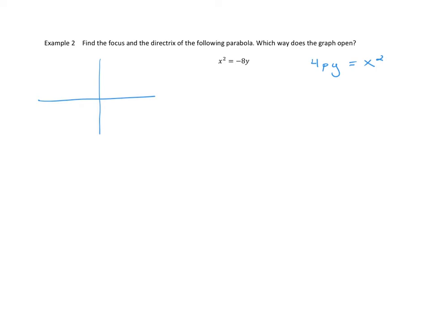Again, what is the value of p? Instead of jotting down the y part again, I could just say, well, I know 4p has to equal negative 8. And when I divide both sides by 4, I get that p is equal to negative 2. So this time the focus is on the y-axis, so it's going to be 0, negative 2. That's right here.